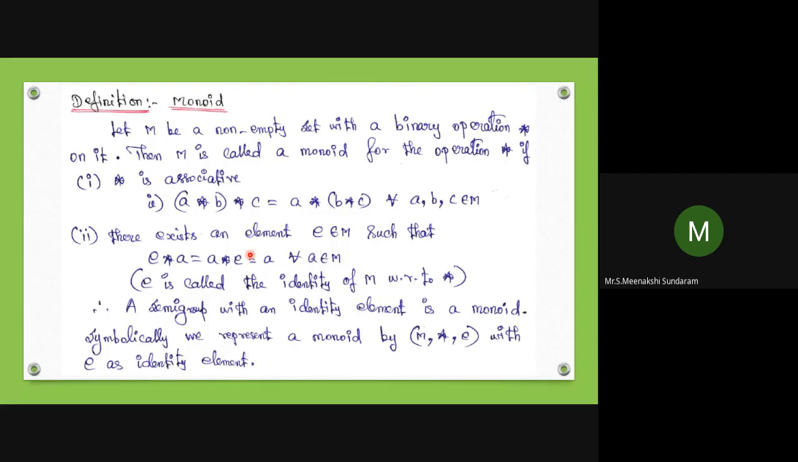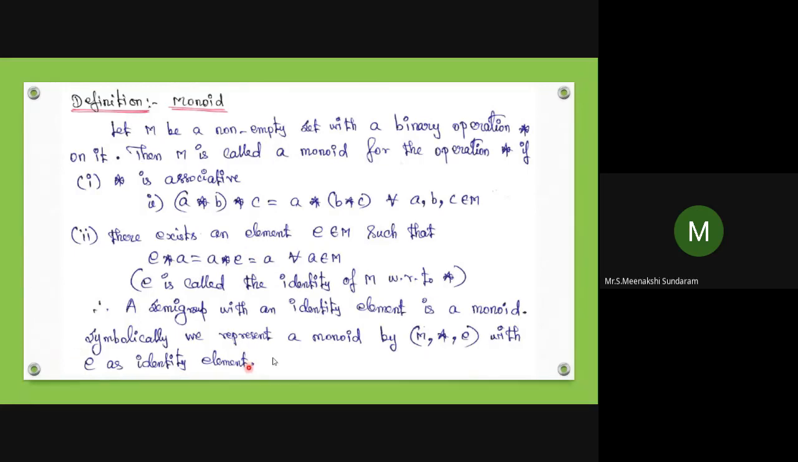Closure gives binary; closure and associative together give a semi-group; closure, associative and identity, then we can say it is a monoid. A semi-group which satisfies the identity property is a monoid. So remember these three things. Let M be a non-empty set with a binary operation star on it. Then M is called a monoid for the operation star if, first, it is associative and closure exists, so I don't want to prove the closure. We have checked associative. Second, existence of identity. What do we mean by identity? A dot E equal to E dot A equal to A. Once you multiply a number with the identity element, you get the same number. That is called identity. So this is a monoid.